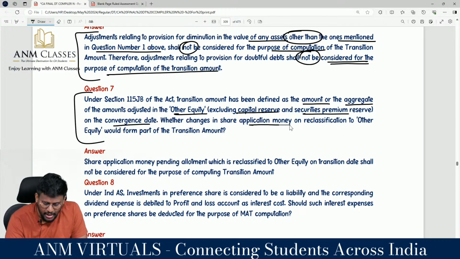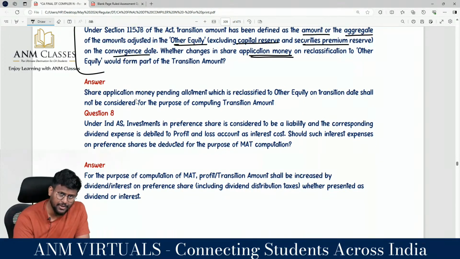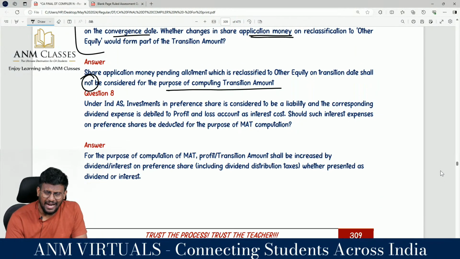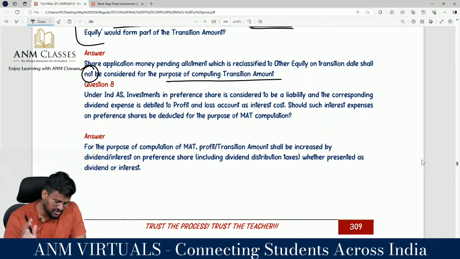Whether changes in share application money on reclassification to other equity would form part of transition amount? Share application money pending allotment which is reclassified to P&L date shall not be considered for the purpose of computing transition amount. Unnecessary things will not form part of transition amount.